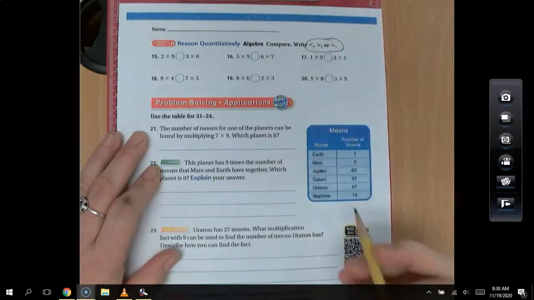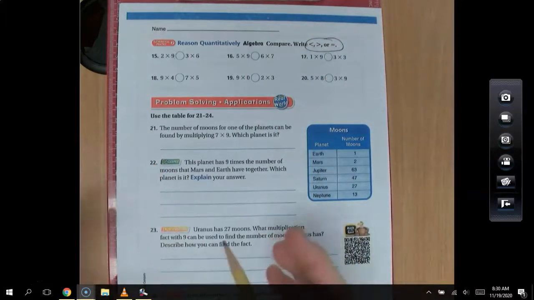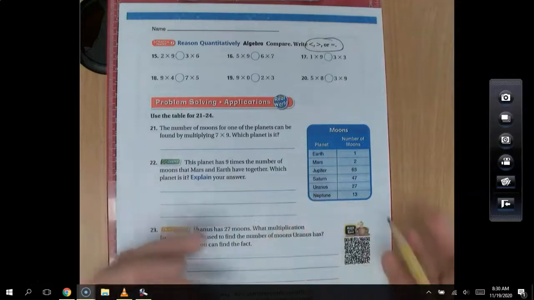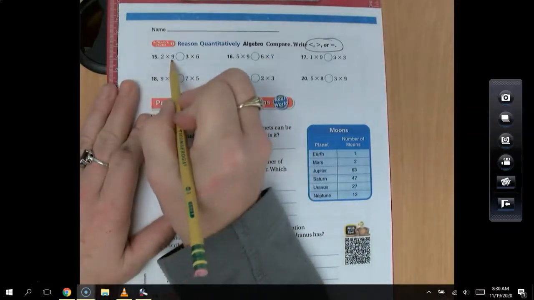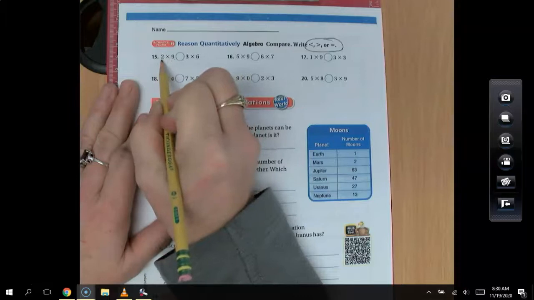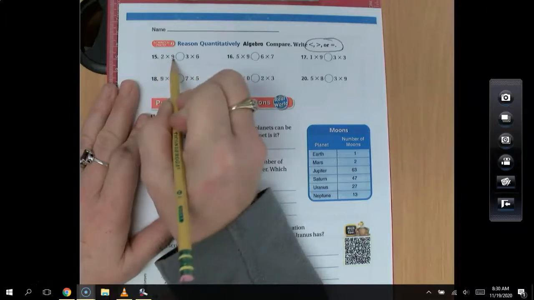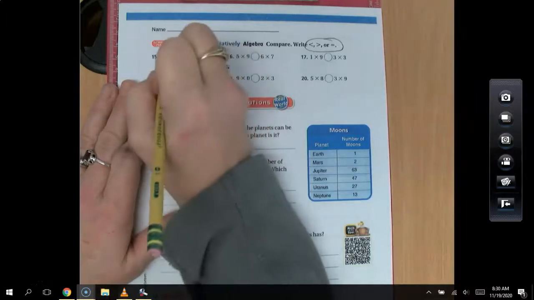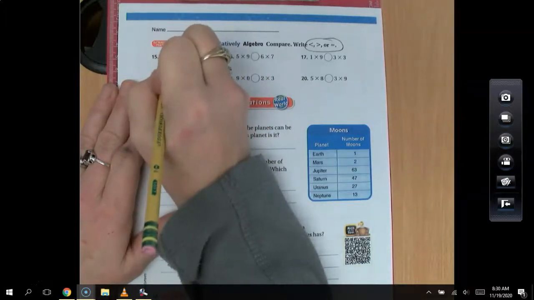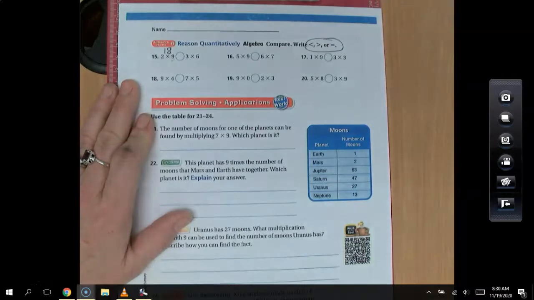Okay, all right, so what you have to do first is find the answer on both sides. If I look at number 15, I have 2 times 9. What is 2 times 9, boys and girls? Well, if you're multiplying by a 2, remember you just have to double the other number. So if you know 9 plus 9, you have the answer. It's 18. So go ahead and put an 18 on top of 2 times 9.